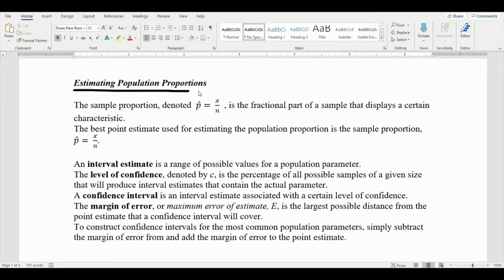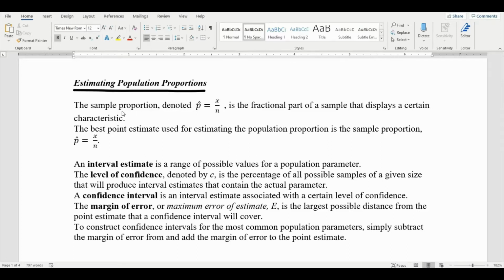Estimating population proportions. And what we're going to use to do this estimating is confidence intervals. And so hopefully you've heard of that. Maybe you have. Maybe you've seen something like an election poll and it was something like 40% plus or minus margin of error. That's what's going on with this.